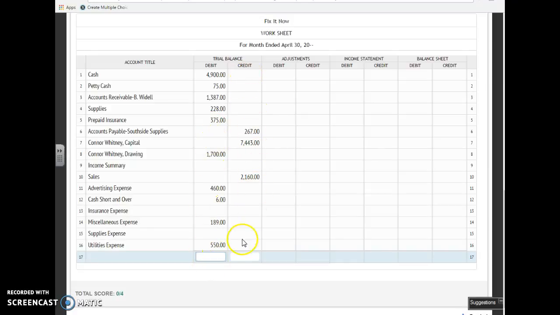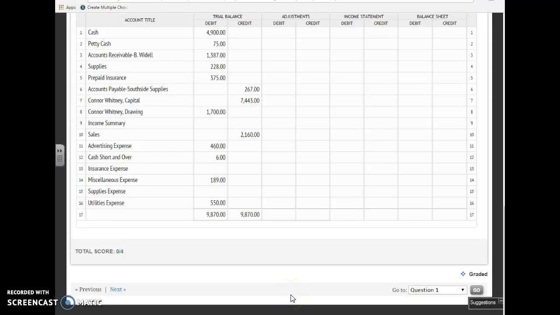I'm going to take all of my credits and add those up. These two totals, my debits and my credits, should be equal right now. When I add these up, I get $98.70 on the debit and $98.70 on the credit. And that is that. As long as I'm balancing, I should be okay. So that is that for 6-1.